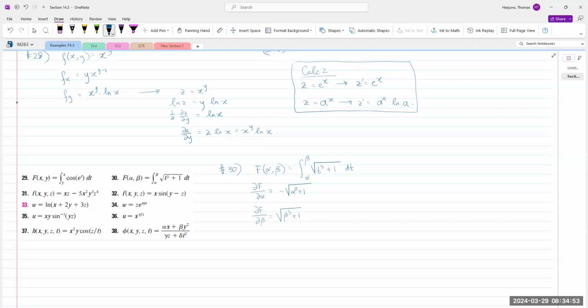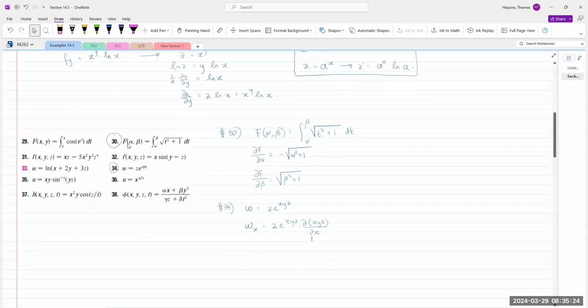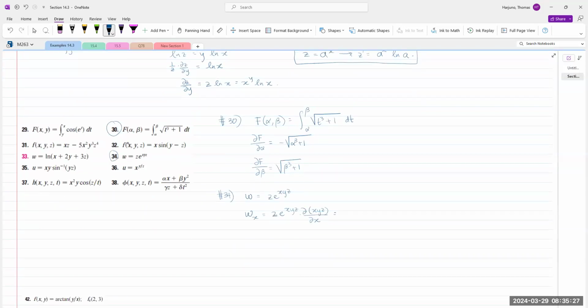Okay. What else? Maybe number 34. W equals z e to the x y z. So the partial with respect to x will be z e to the x y z times the partial of x y z with respect to x, right? That's the chain rule. Okay, if you can skip this chain rule thing, go ahead. Then this will be y z squared e to the x y z.